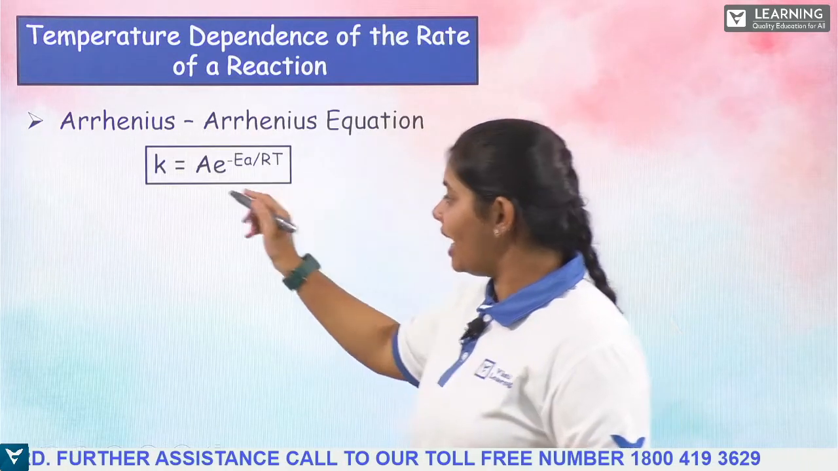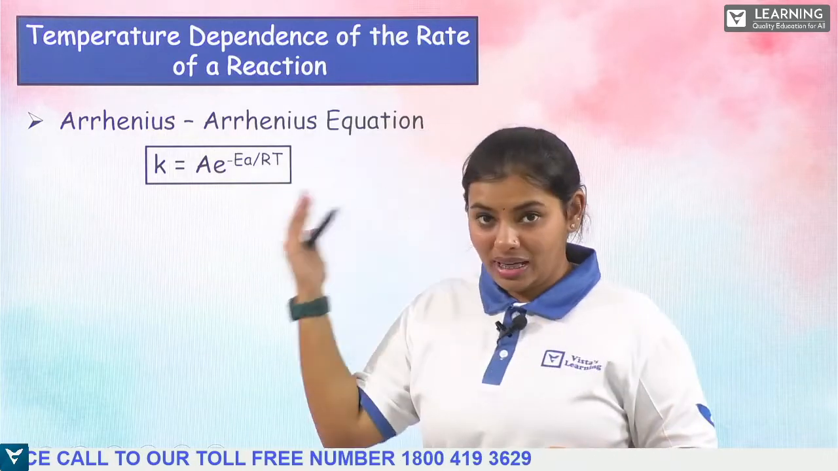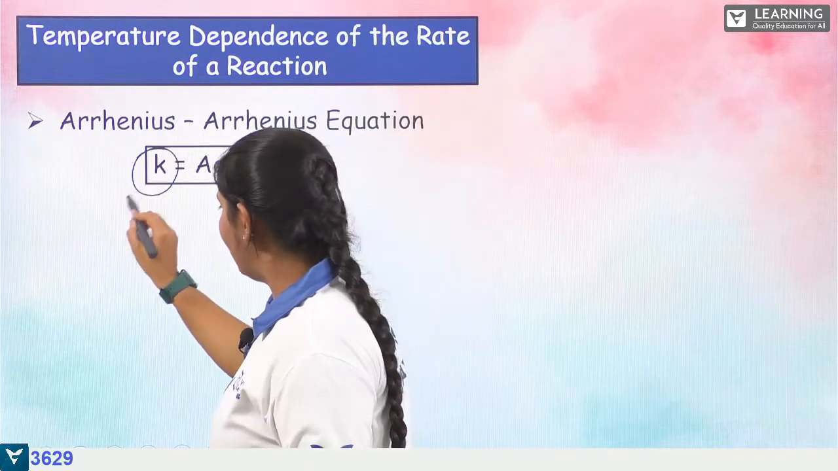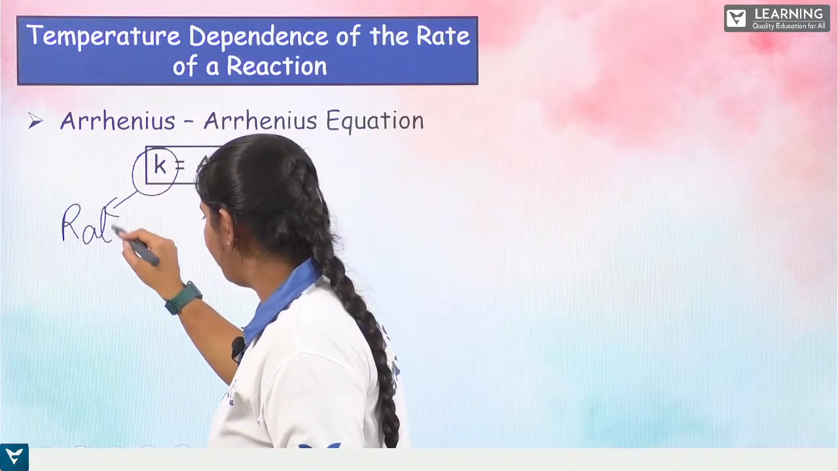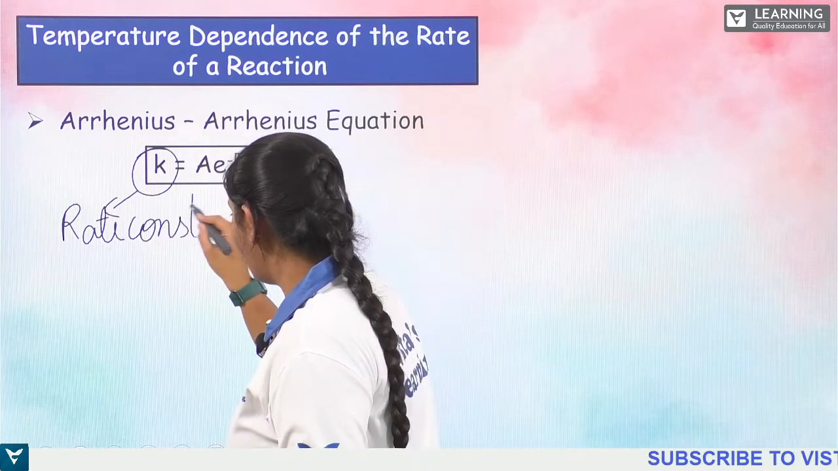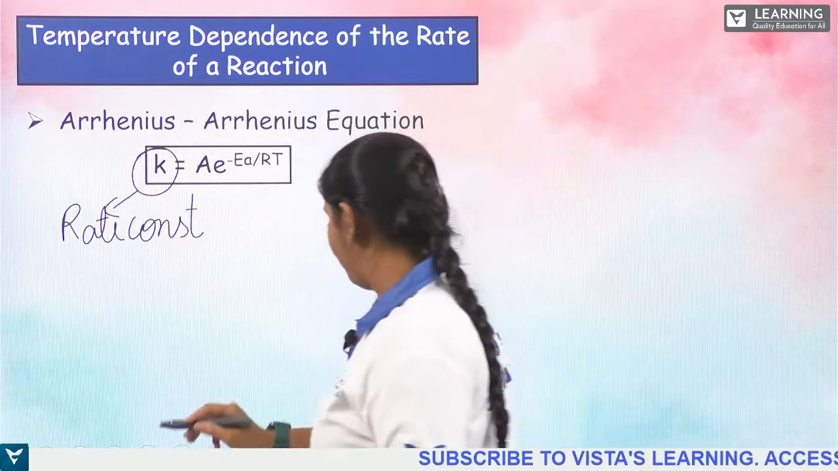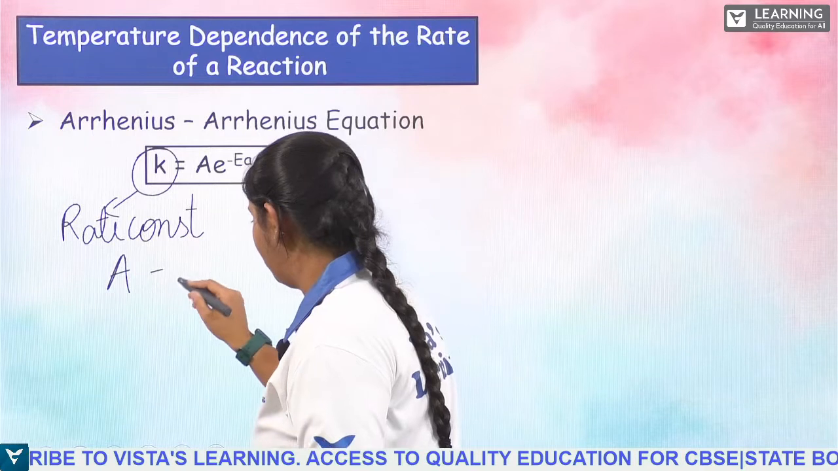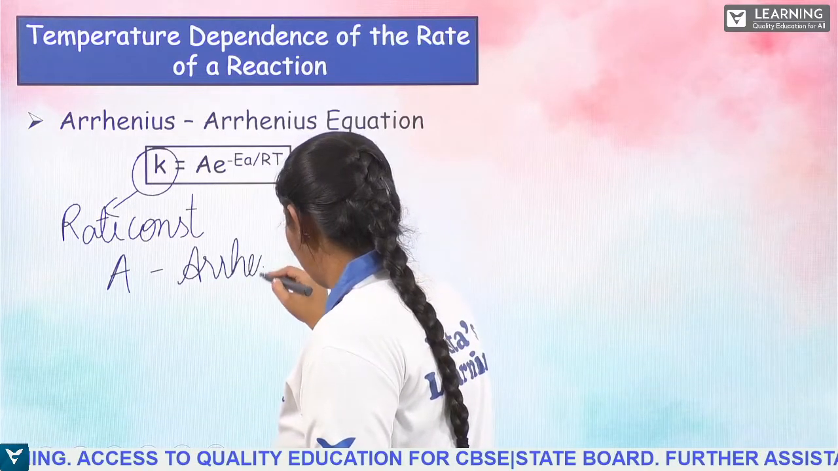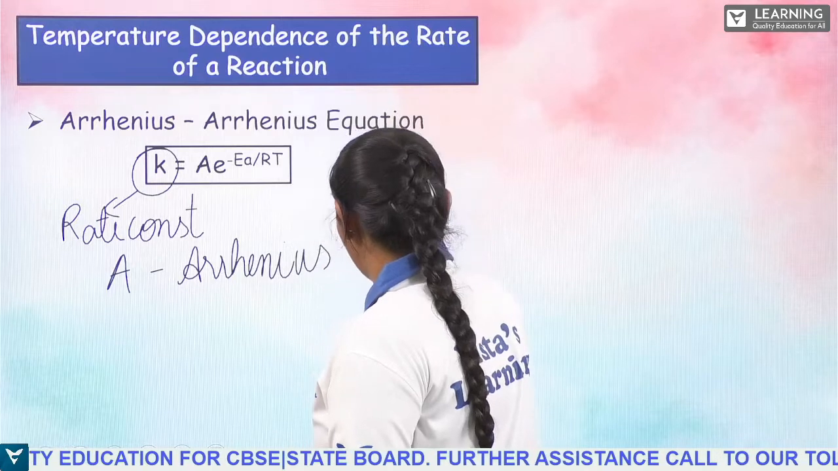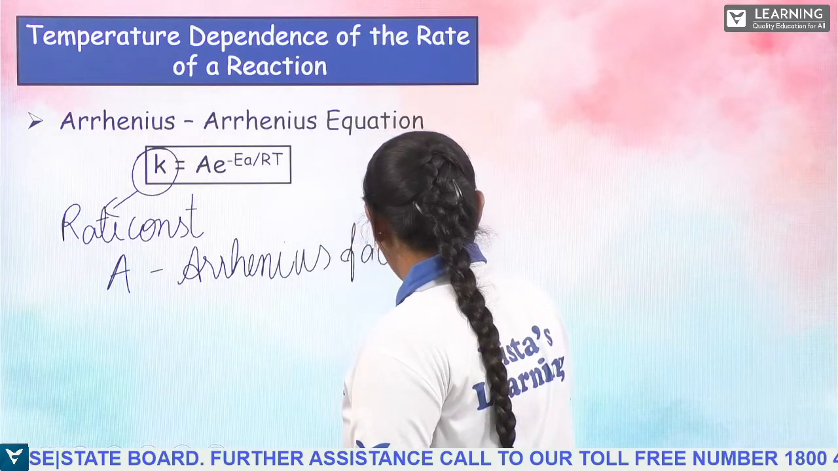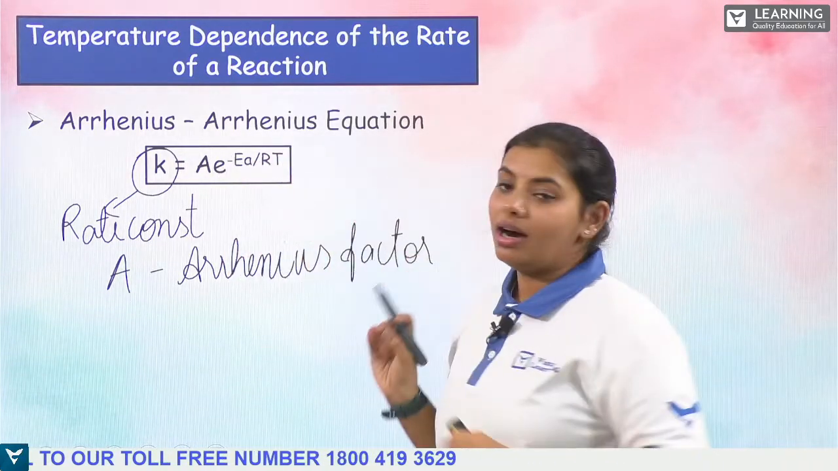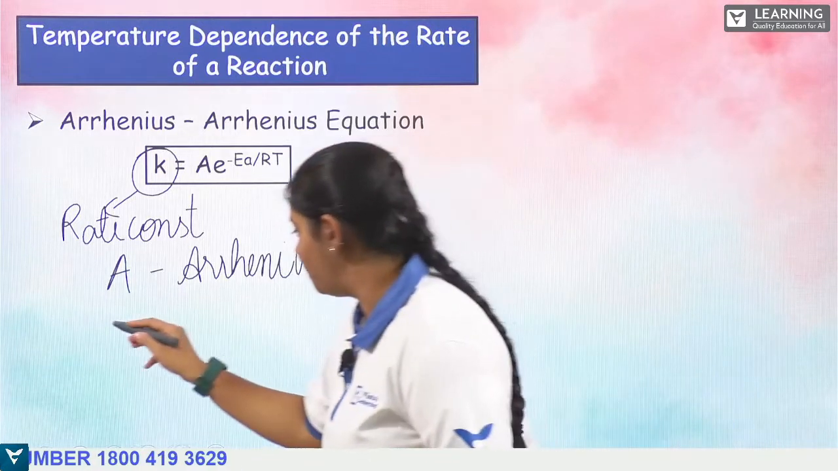The Arrhenius equation is k equals A e to the power of minus Ea by RT. So what is k? k is our rate constant, right? With our rate constant, we can know the rate of the reaction, correct? A is our Arrhenius factor. And what exactly is e to the power of minus Ea by RT? Ea is going to be our activation energy.